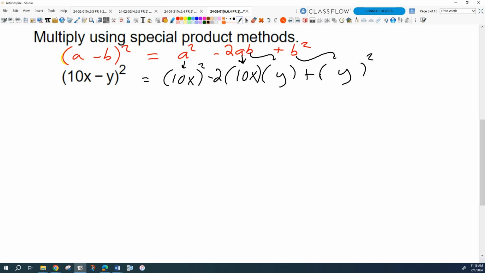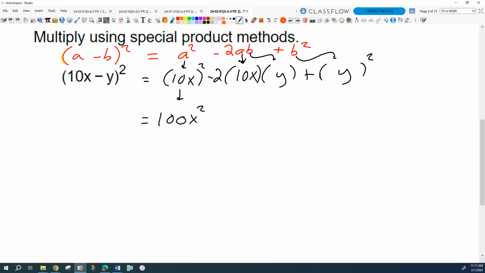You see that that really is a little bit quicker. And when we use more complicated examples, it's a whole lot quicker than expanding the whole thing out, going through all that arduous work. So what do we get here for our first term then? 10x quantity squared. Give me thumbs. Am I able to distribute the exponent? Yes. How come? Because it's multiplication, right? The 10 and the x are being multiplied. So 10 squared is 100, and then I square the x.